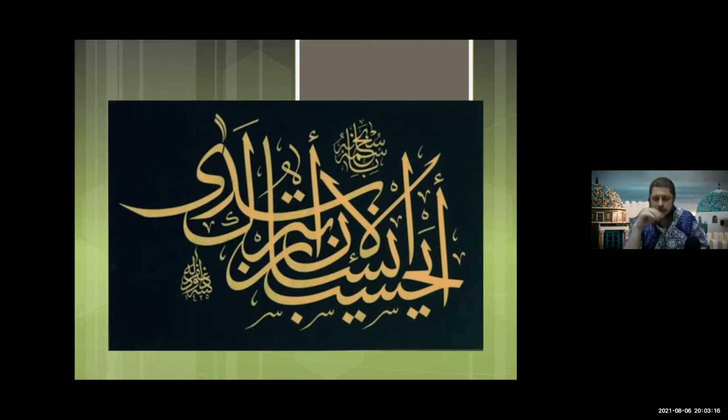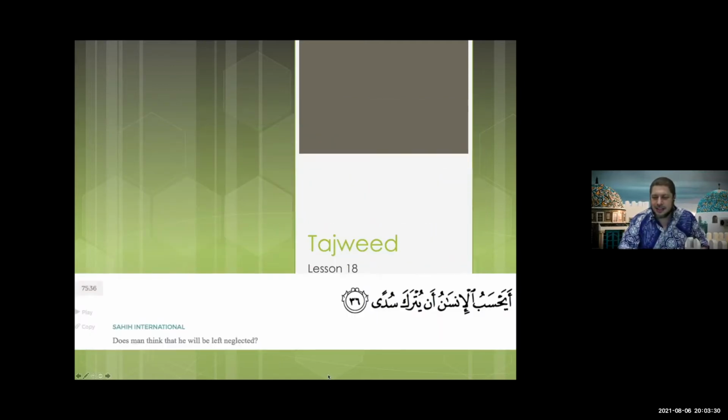this ayah has three seen letters, right? But one of the seen of the ayah is not clear. So let me show you. Maybe you can see. All right, see. أيحسب الإنسان أن يترك سدى.